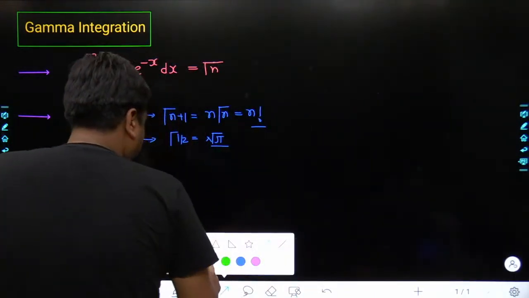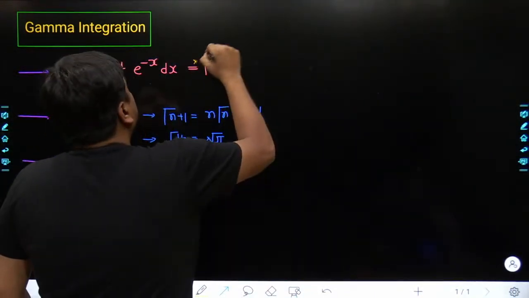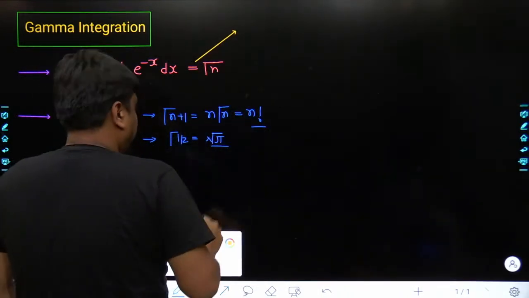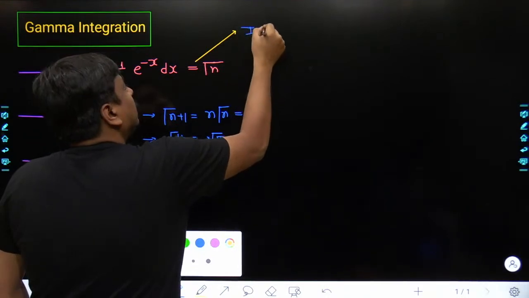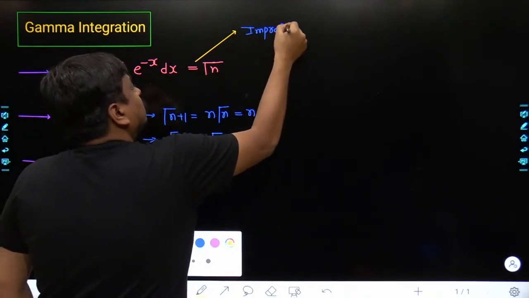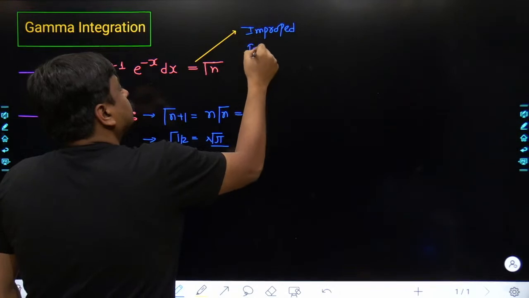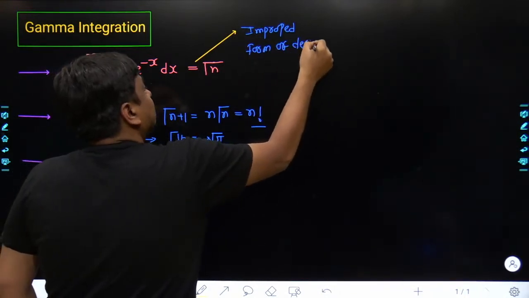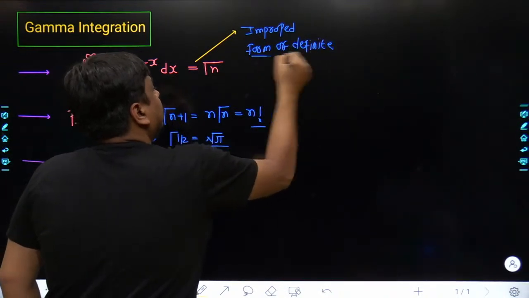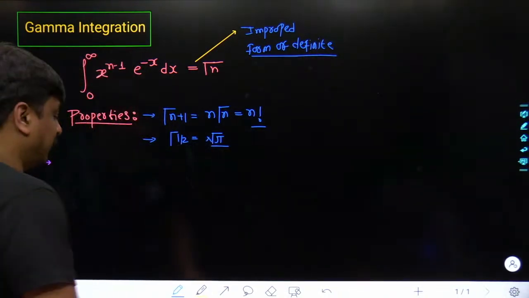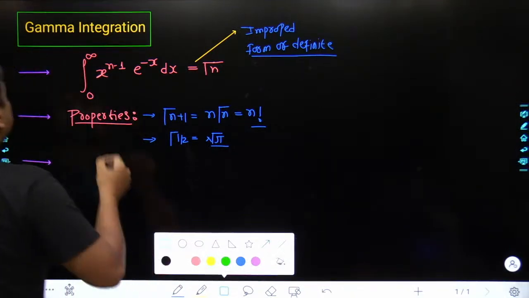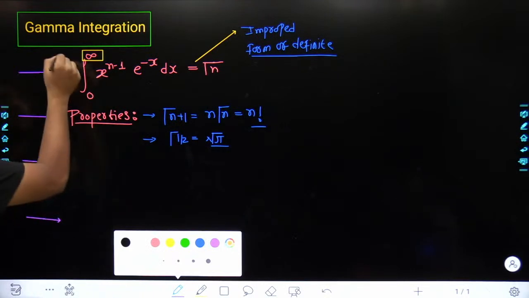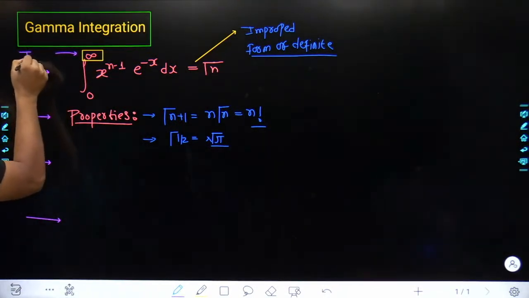So you yourself would be able to understand one important thing. The gamma integration deals with the improper form of the definite integral. Why am I saying it's the improper form of the definite integral? Because its upper limit goes to infinity. So this is the reason. Because of that, it becomes an improper form.